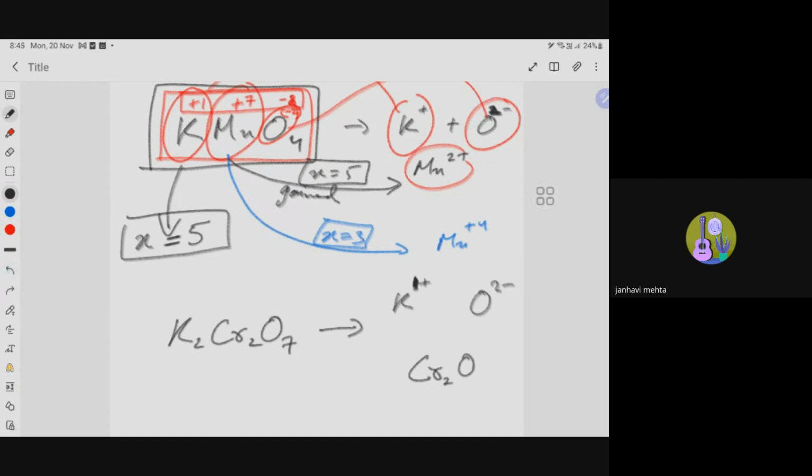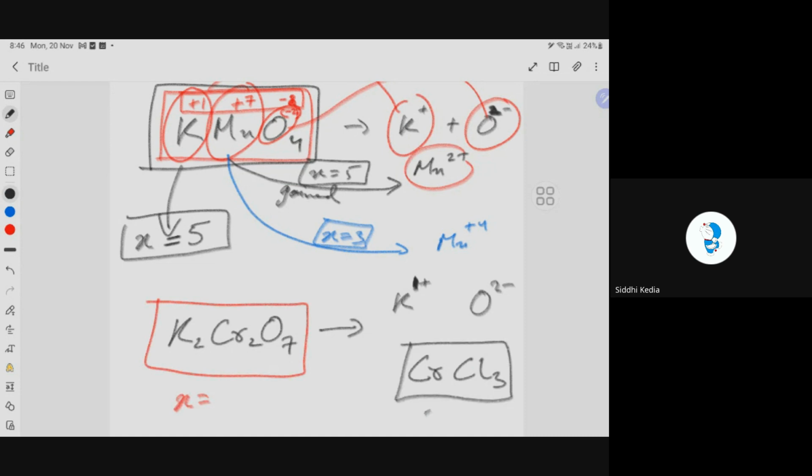One second. I'll give you some random compound, CrCl3, suppose. I'm just giving you something random. What is the X factor of this? That is question number one. And what is the X factor of this? That is question number two. Tell me, guys.